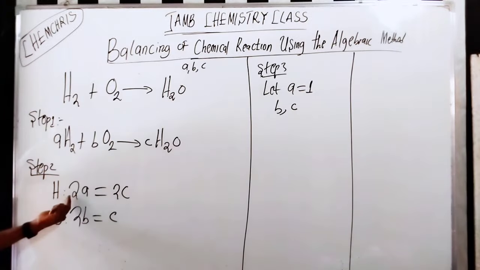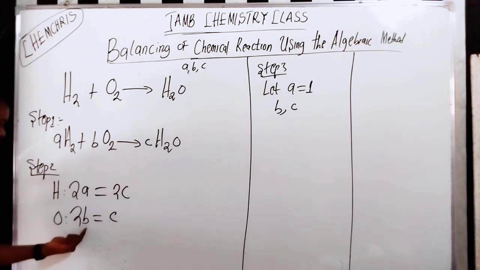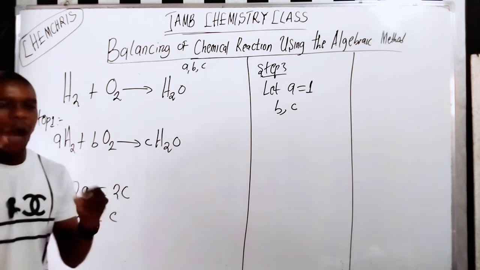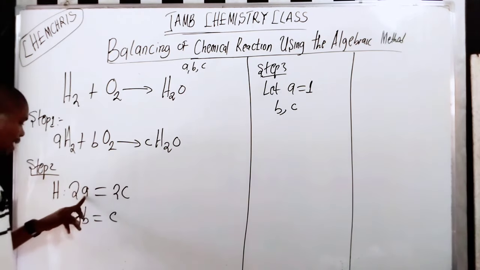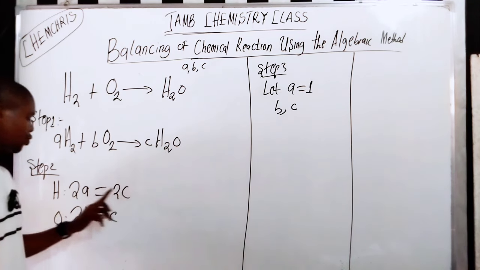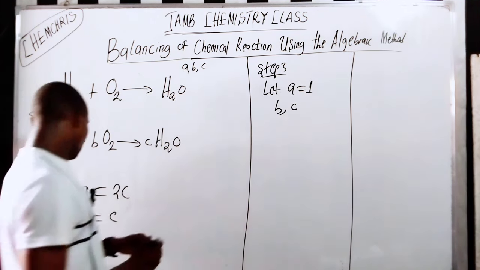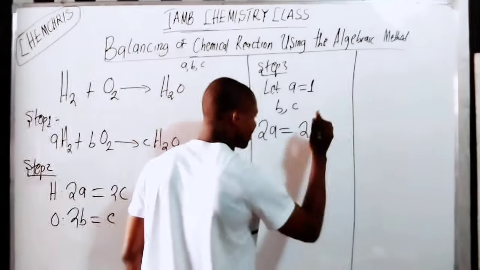Remember, here we have 2A equals 2C, and here we have 2B equals C. Now, out of B and C, which one can we easily solve for? You can see that C is related to A, so I can easily solve for C. So I would just say 2A equals 2C.